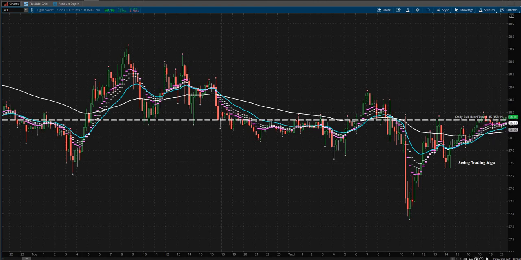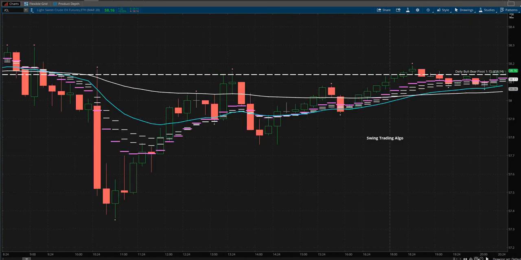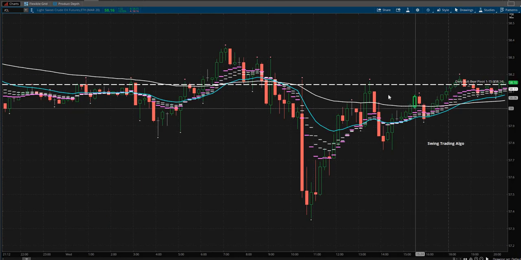But if we zoom in, just take a look at today. It broke down from here, triggered short, came right back up to the daily bull-bear pivot, came down, came back up again to the daily bull-bear pivot, and you can see that the system triggered long right here. And I'll give you an example. This video is being recorded on January 15th.